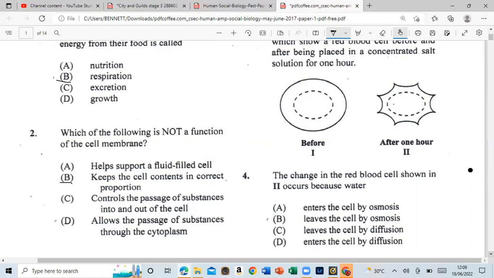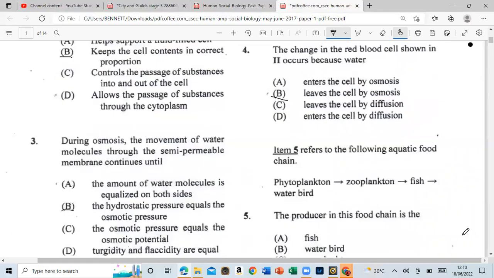Now remember what osmosis is, right? It's from a dilute to a concentrated area. So the salt water, it will leave the cell by osmosis. So it's going to leave from the dilute to the concentrated. So let's move on to number 5.